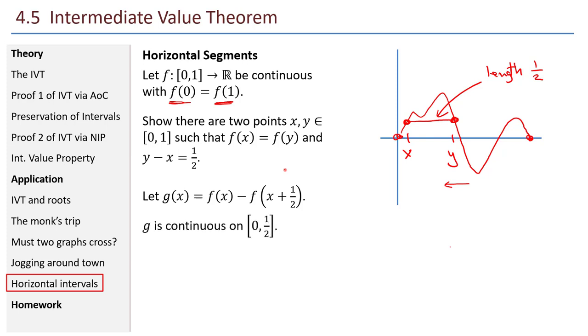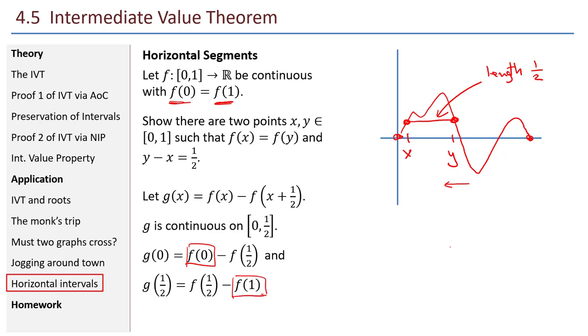So g is continuous on 0 to 1/2. Watch your domain. g of 0 is f of 0 minus f of 1/2, and g of 1/2 is f of 1/2 minus f of 1, and the key observation is that f of 0 and f of 1 are the same. In fact, in my picture I made them both equal to 0, and so it's evident that g of 0 is negative g of 1/2. They are opposites, so one is positive and one is negative, or they're both 0.